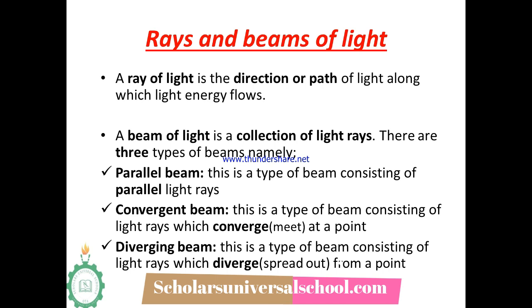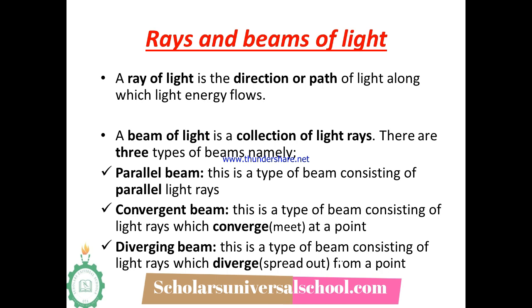When things converge at a point, it means that they are all coming to meet at that point. Now, the third one is the divergent beam. This divergent beam consists of light rays which diverge. Diverging means they spread out. They come from one source, from a point, and they spread out. They do not come together again. They spread out from one point.